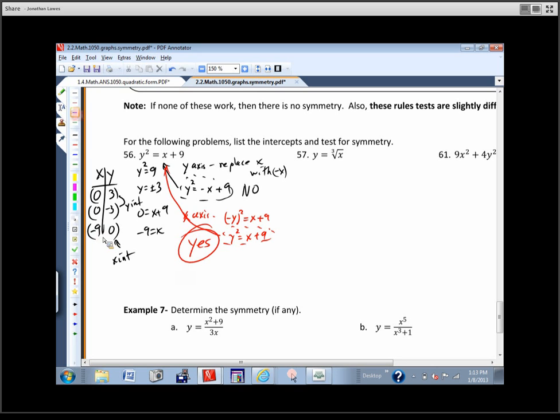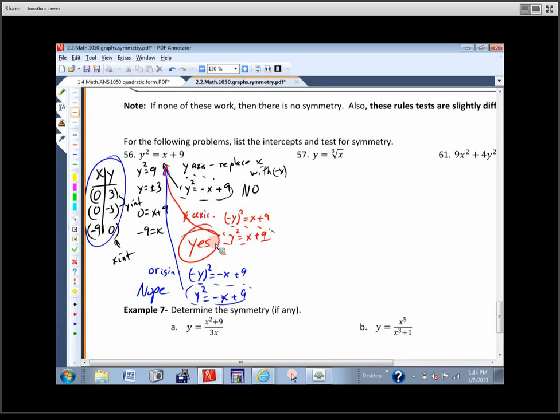Okay, and how do you check symmetry with the origin? Replace both of them with their negative equivalents. So this is going to be negative y squared equals negative x plus 9. So this is y squared equals negative x plus 9. And then I compare that with the original. Does it look exactly the same? Nope. So here are the intercepts. And the only type of symmetry that this would have is symmetry with the x-axis. That's it.